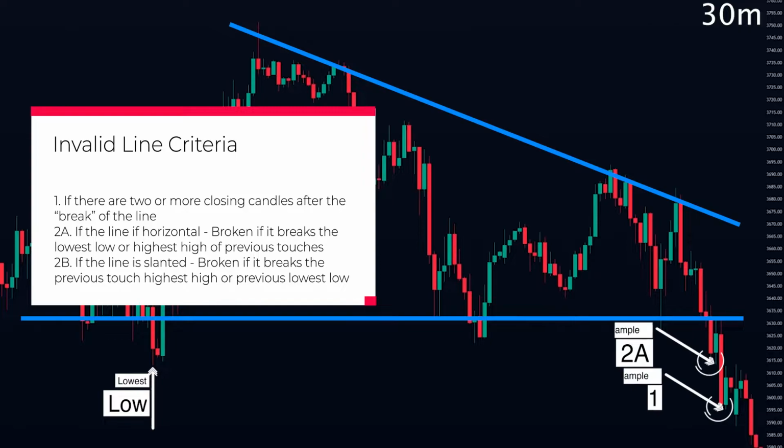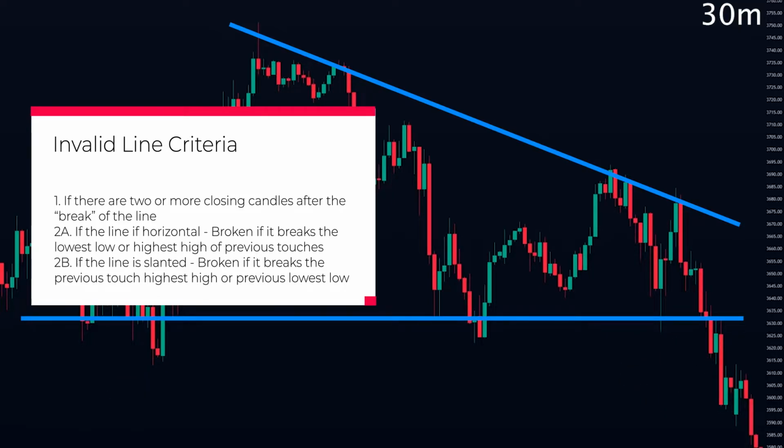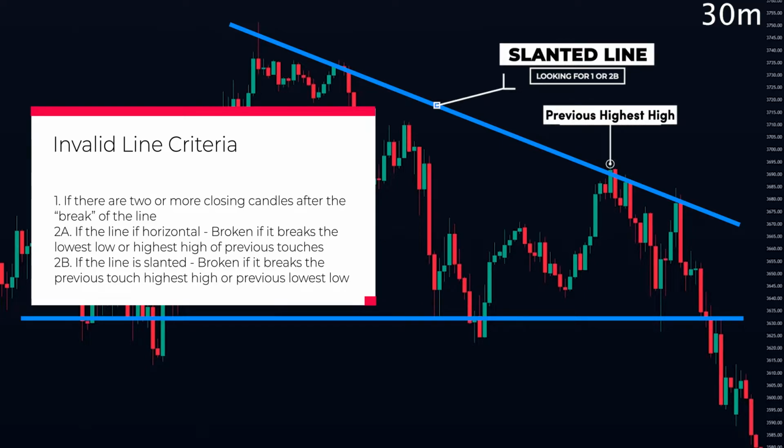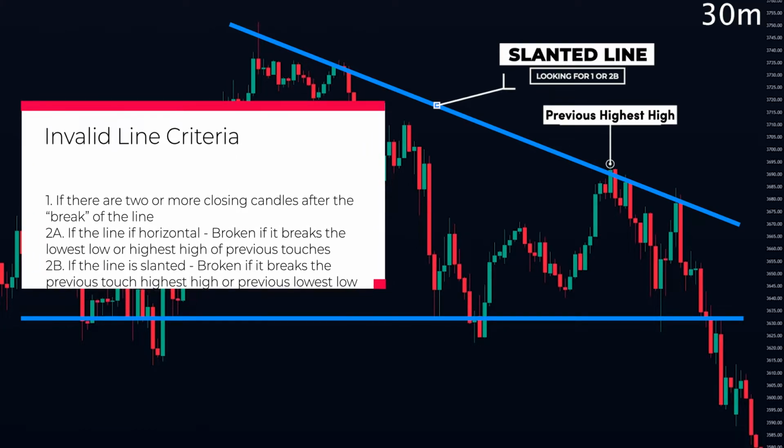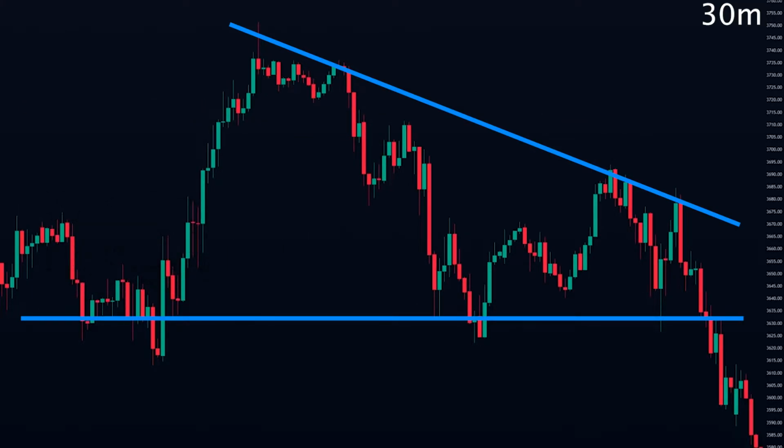An example of this break can be seen on the right-hand side of the chart. Most of the time, but not always, it will come back to retest the line it just broke, so be careful about entries and stops. Note that 1 or 2 could come first, but any one of them happening is good enough. Next, if it is a slanted line, if it breaks the lowest low or previous highest high of the last touch point, then we will also consider it broken, which did not happen in this chart, but we will see an example later in the video.